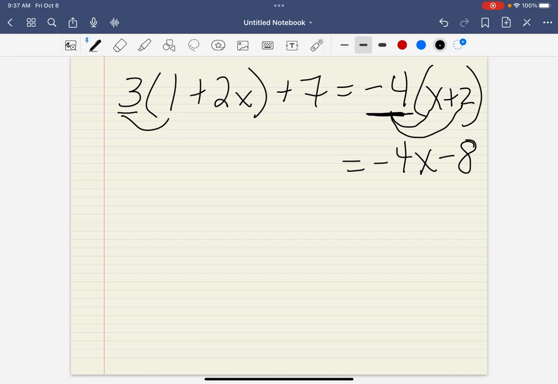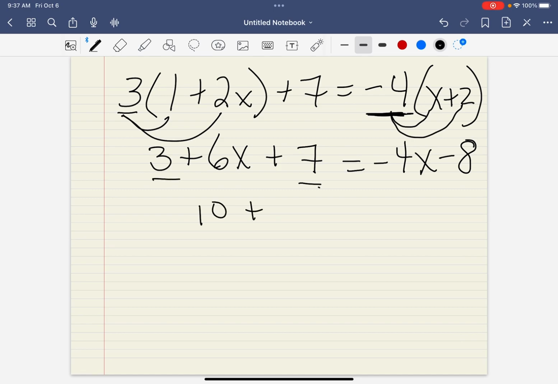Then over here, we distribute the 3. So 3 times 1 is 3, plus 3 times 2x is 6x, and then plus the 7. All right, so now we're going to add like terms on the left side. So what do we get when we add like terms? We have the 3 and the 7 gives us 10, plus 6x equals negative 4x minus 8.